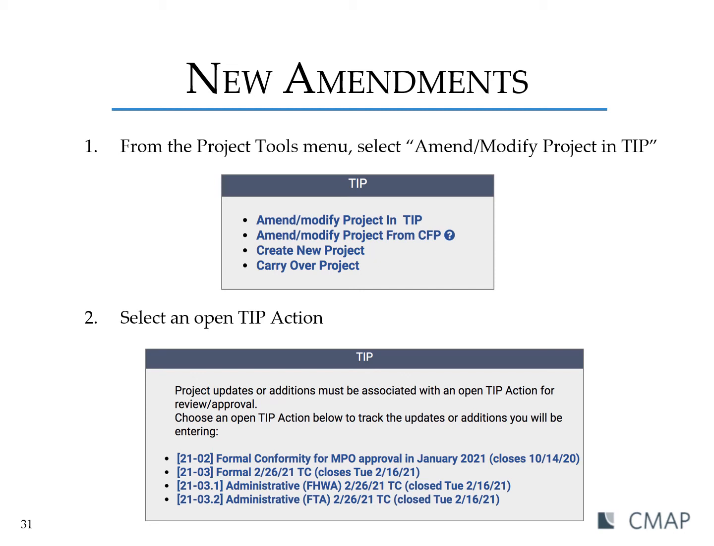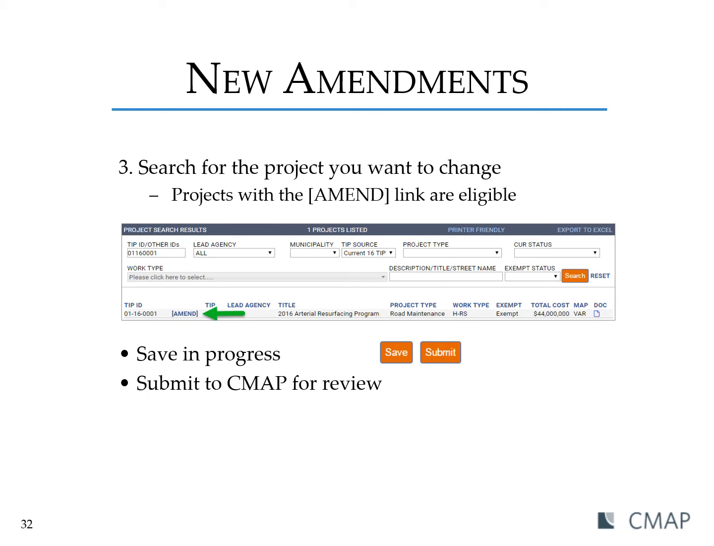Not all users will see the same list of open TIP actions. For example, only transit agencies and CDOT see the administrative FTA in their list. Typically, you'll only have two choices in this list, a formal and an administrative option. And then twice a year, you may have a third option when a conformity amendment is also open. So after you select the appropriate open TIP action, you're going to want to search for the project you want to change. Then you'll select the amend link, and then you can either save in progress or you can submit it to CMAP staff for review.